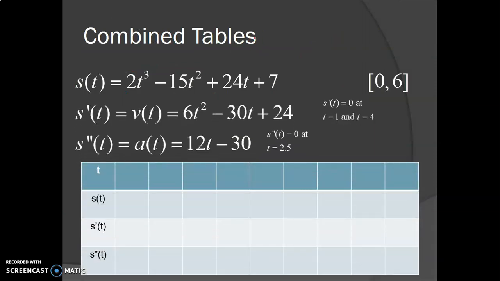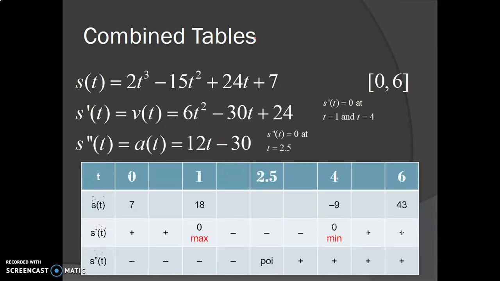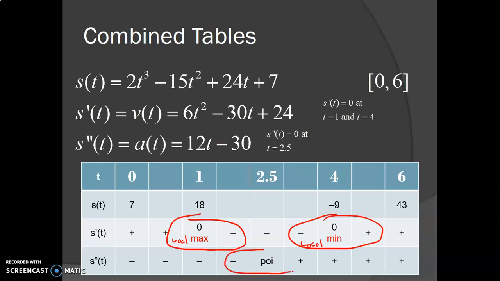So again, here are the derivatives and the values at which they're equal to 0. So you would have a local max, and then you'd have a local min, looking at where the first derivative changes sign, so going from positive to negative or negative to positive. You have a point of inflection where the second derivative changes sign from negative to positive. Your initial value would have been at 7, and then you're moving in the positive direction, then you're moving in the negative direction, then you're moving in the positive direction.